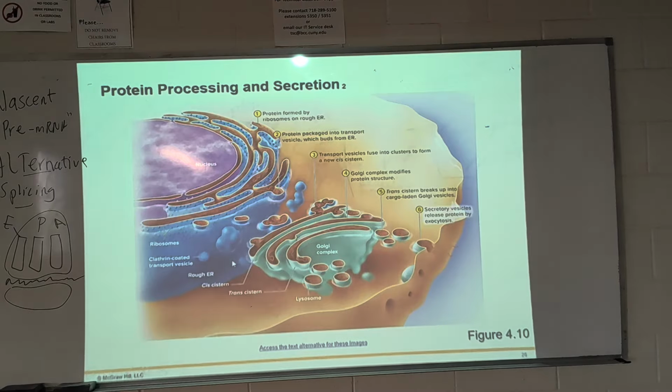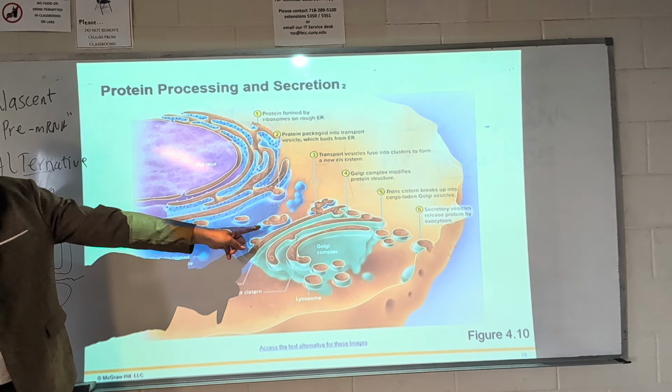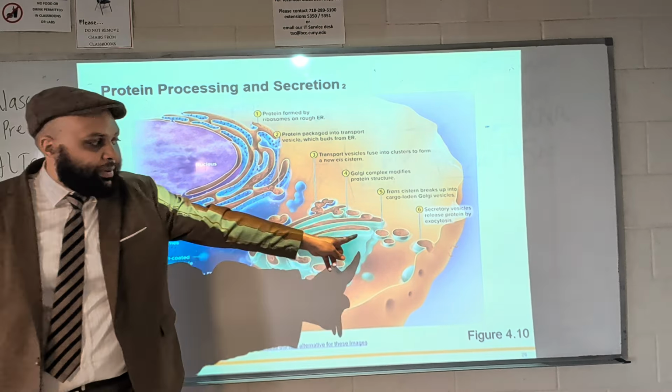So if you look now, the proteins that are coming from ribosomes on the rough endoplasmic reticulum are getting docked inside the rough endoplasmic reticulum. Then they come out and they enter into the Golgi body. Then the Golgi body, look what the Golgi body does. It sends it outside to be used to the outside of the body. You really need to know that.